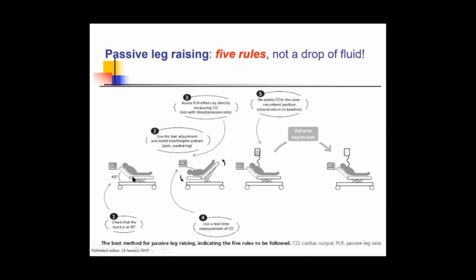Get the patient in a semi-recumbent position, take a baseline value, then use the automatic bed adjustment without touching the patient, for you may induce pain or so on, which can alter the hemodynamics. So just bring the patient into the 45-degree leg raising position, use a real-time measurement of cardiac output, and assess the PLR effects by directly measuring cardiac output, not with BP alone.